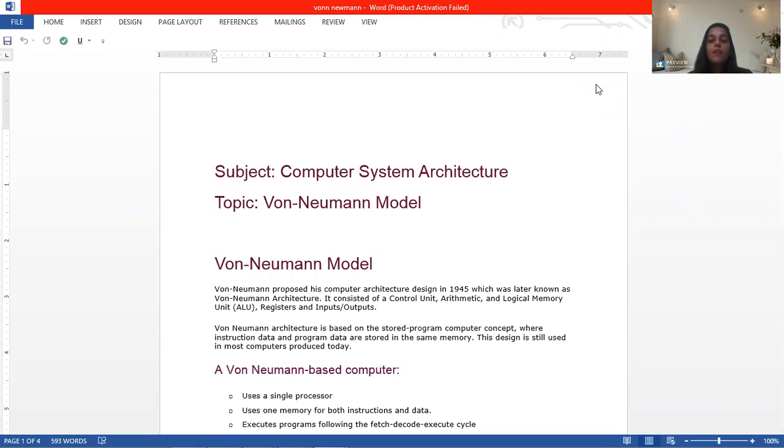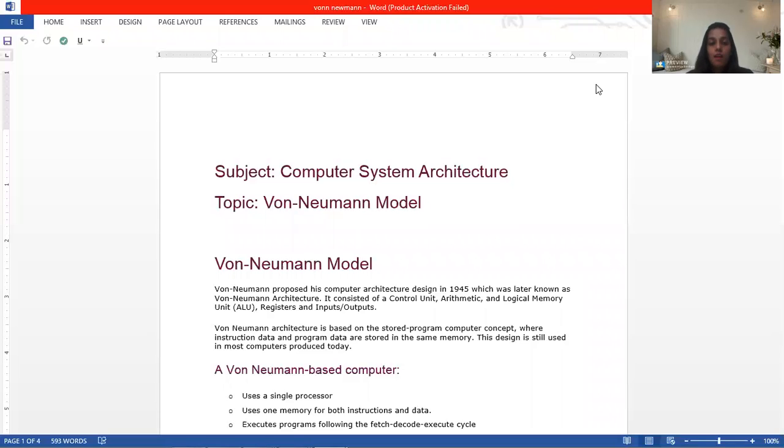So, today's lecture is all about Von Neumann. As we discussed the evolution of computers and Von Neumann earlier in the introduction part also, but here I am learning this topic again because this is an important topic of computer system architecture.